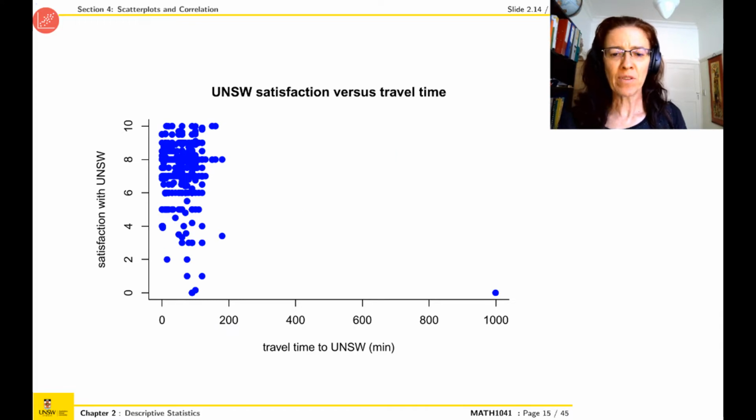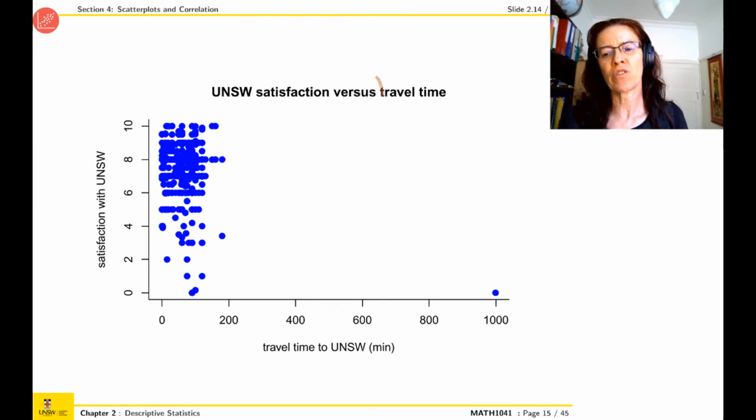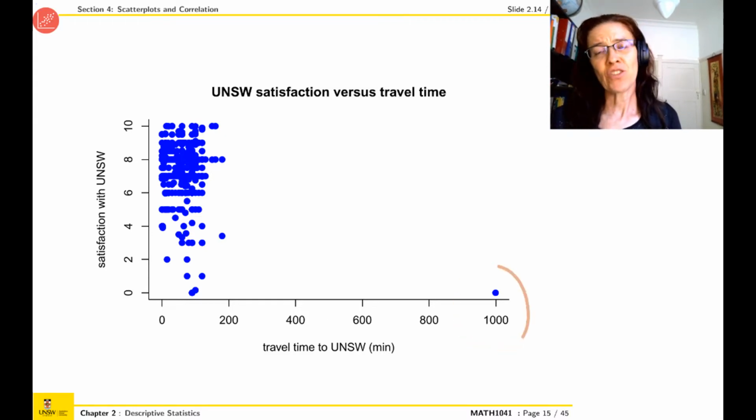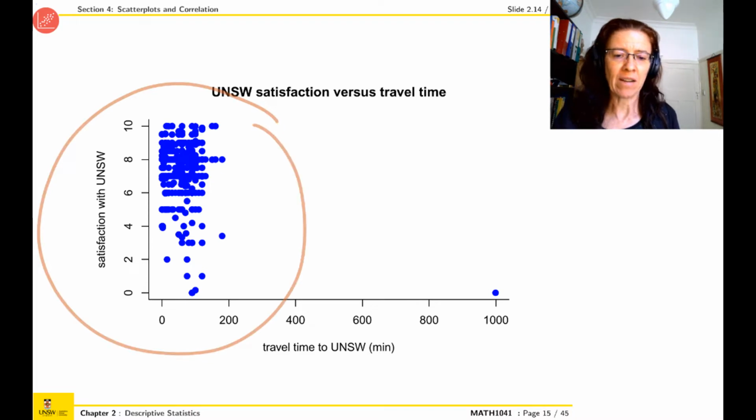Our last example is a scatter plot of UNSW satisfaction versus travel time. So when you say versus, the one after versus is the one on the x-axis. And we see that something strange happened here. A student answered 1,000 minutes as their travel time to UNSW. So maybe it was a typo if we're trying to enter 10 or 100, or maybe it was just a joke. But the thing is, because of that dot, this is very hard to see.